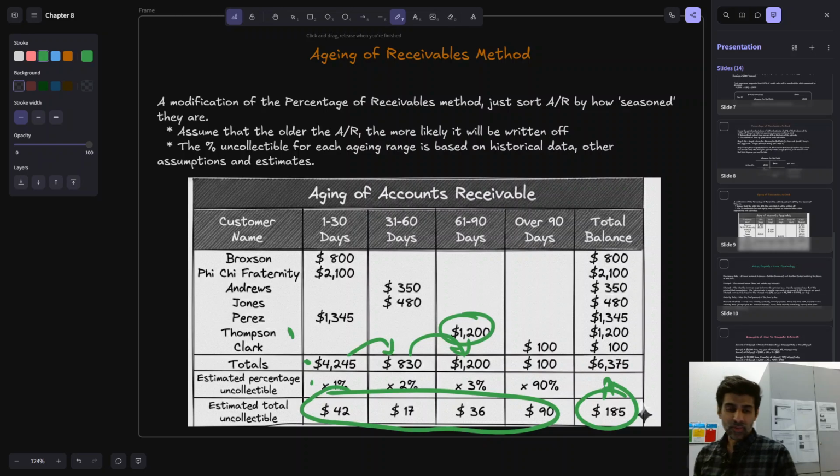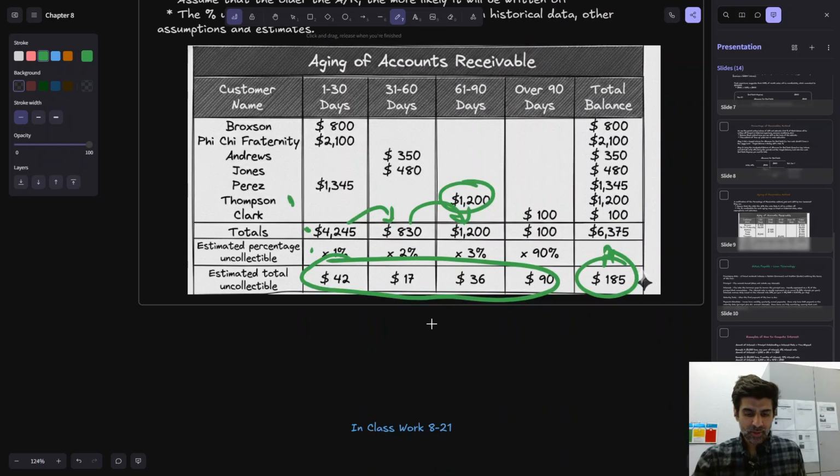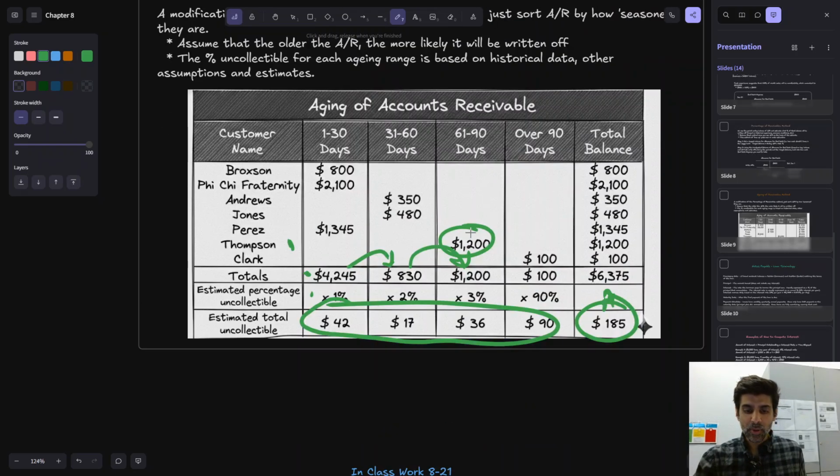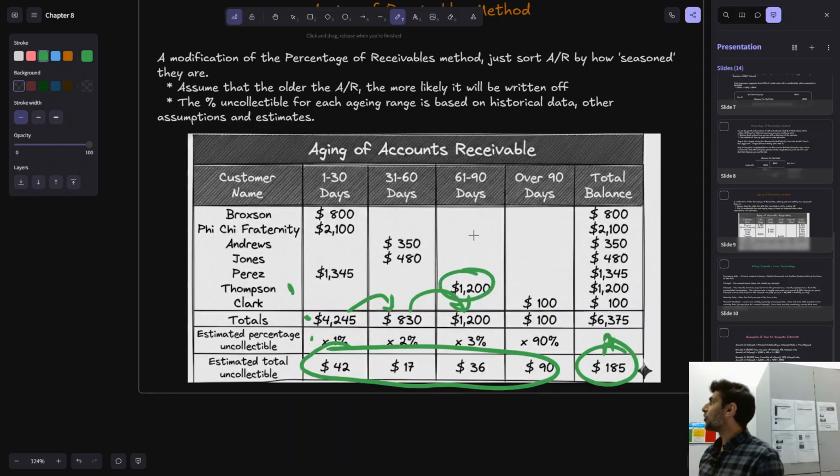Okay, so let's do a practice problem with this. You're going to be given a table like this, and you'll just have to figure out what this target balance is based on that table. And that's the only new thing. Once you have that target, it's the same thing as we just did in the last problem, because you now have the target for allowance for bad debt.